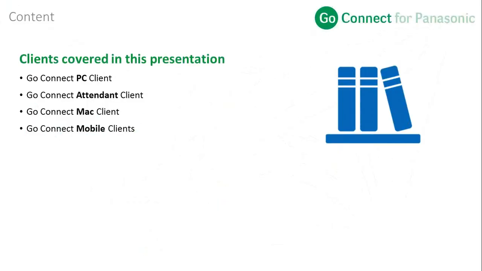So we're going to cover the PC client, which has most of the configuration options in it that you're going to be made aware of. Then the GoConnect attendant, which has a few differences between itself and the PC client, then the Mac client and the mobile client. They're all going to be covered in one presentation, which you can get at the end of this webinar.